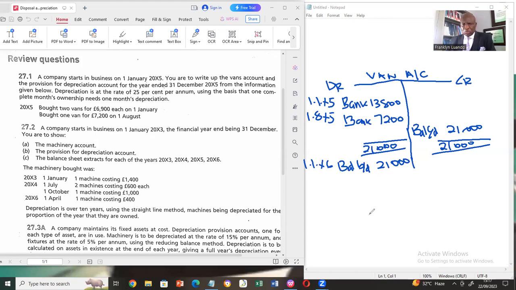So now, before you can prepare the allowance for depreciation account, you need to first calculate the depreciation. So the depreciation here is at the end of the 31st December, X5. So the depreciation charge for the vehicles that were bought on 1 January 20X5 were used for the complete year.